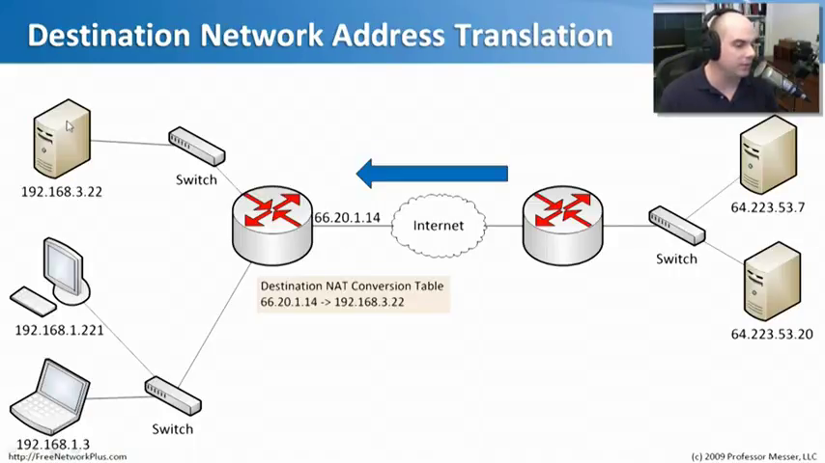Here's the web server, for instance, they're going to. And what you have to do is tell your router, if anybody is coming into 66.20.1.14 and they're using the port number associated with a web server, maybe it's port 80, that's the common port number for web services, convert that destination address to 192.168.3.22 and send it on its way.